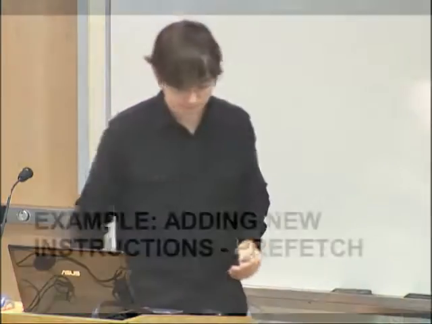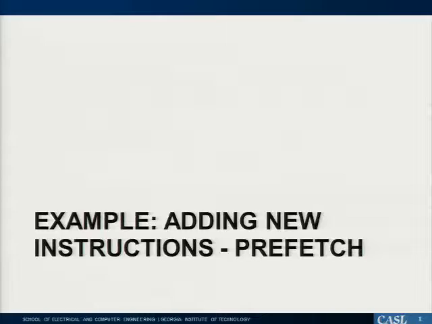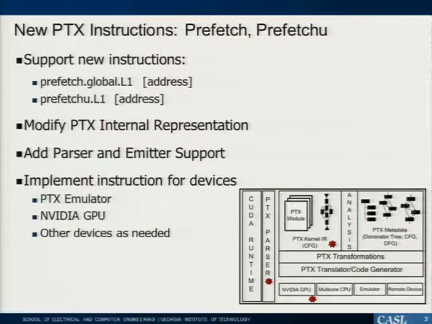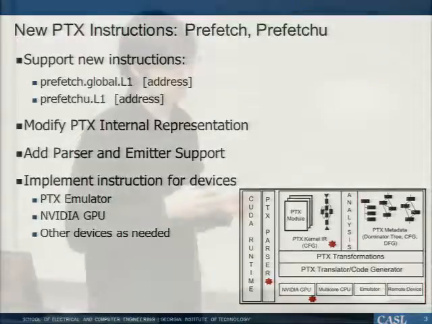The last set of slides I have are a walkthrough of how to add an additional instruction to Ocelot. In this case, NVIDIA's PTX spec defines the PTX instructions for prefetching to various levels of the cache hierarchy. The slides cover what was necessary to get those running on the emulator and the NVIDIA backend. The steps are: modify the PTX IR, add support to the parser and the emitter, and then implement the instruction for each of the devices.